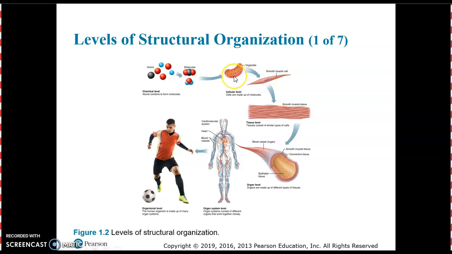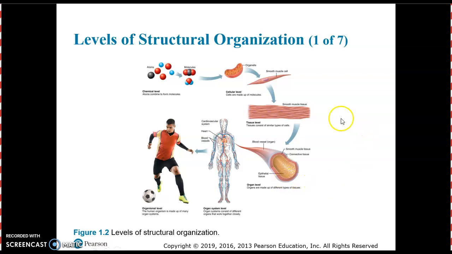This organelle is a mitochondria. And then you have cells. This particular cell is a smooth muscle cell. And then you see many smooth muscle cells make smooth muscle tissue. And then we see an organ, a blood vessel, which counts as an organ, and it has many different tissue types, including a layer of smooth muscle tissue, as well as epithelial tissue and connective tissue.